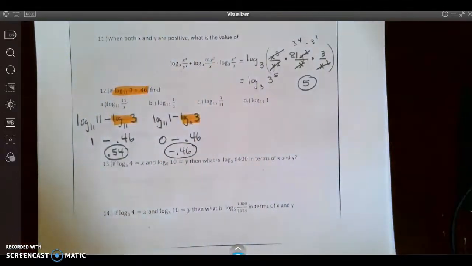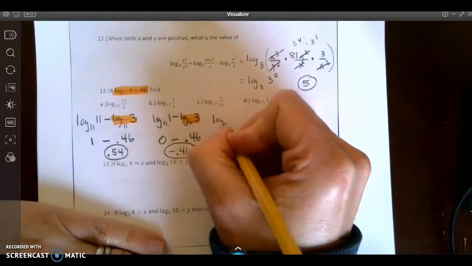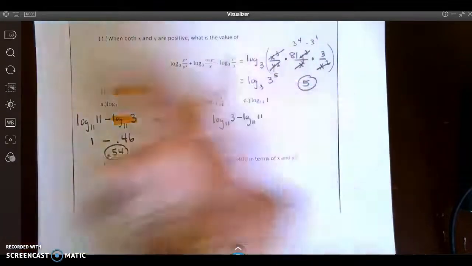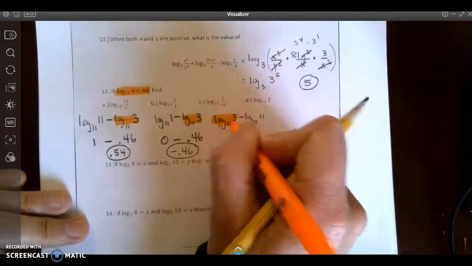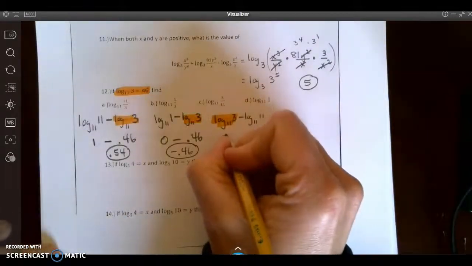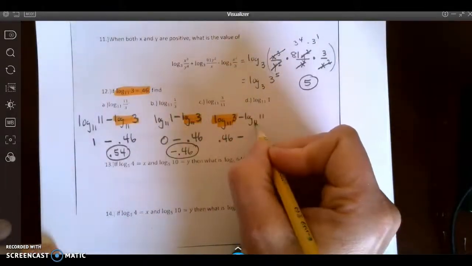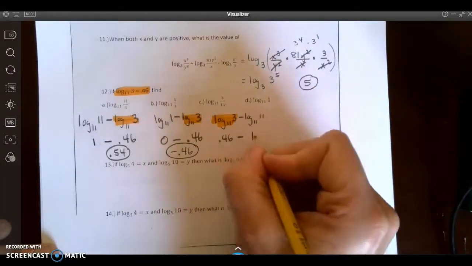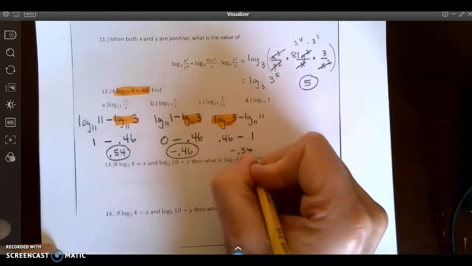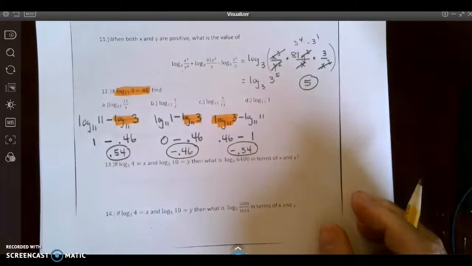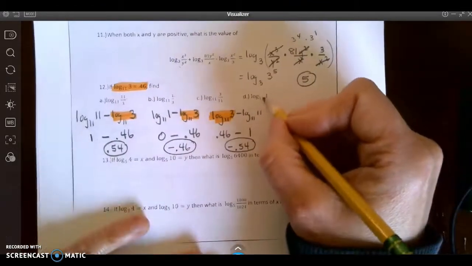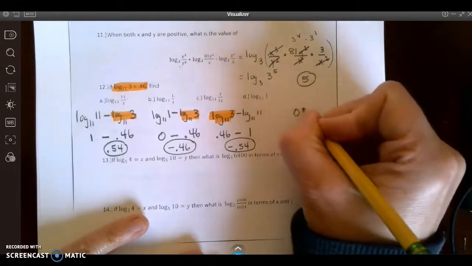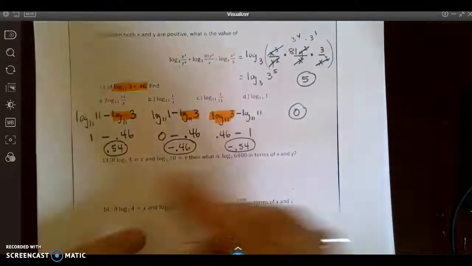All right, letter C. Log base 11 of 3 minus log base 11 of 11. Notice once again I got my log base 11 of 3. That's 0.46 minus log base 11 of 11 would simply be 1. And 0.46 minus 1 is negative 0.54. And then letter D. Log base 11 of 1. 11 to what power is 1? That's simply 0 for that answer, for letter D.